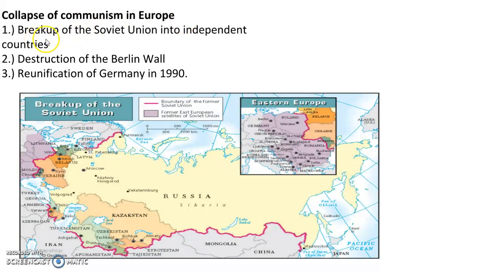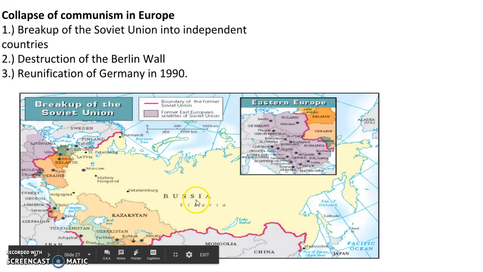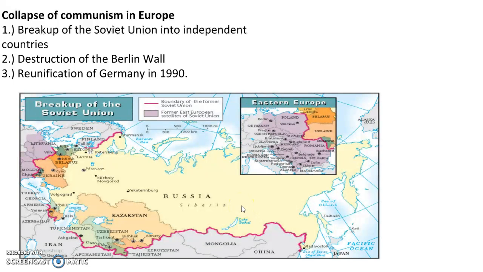Number one, it says a breakup of the Soviet Union into independent countries. And if you look at this map down here, the biggest part of the Soviet Union was called Russia. And then over time, other countries broke away from the Soviet Union and became their own countries. They became democratic. They picked their leaders. They had freedoms and they had elections. They had things that they did to show that they were democratic.